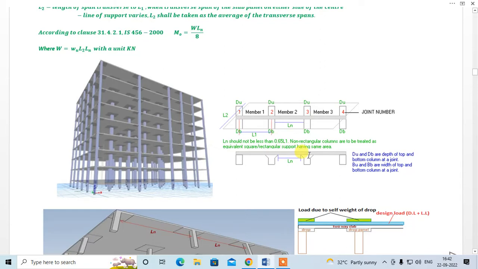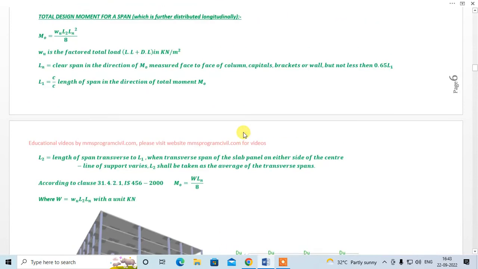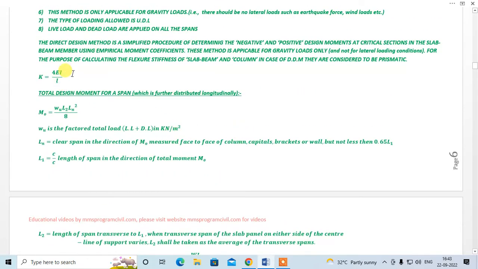But when you're using the direct design method, the code says that the moment of inertia due to the column head and drop can be neglected, and we can take the flat slab as a prismatic member and the column as a prismatic member, right? And we can use the formula for the stiffness, that is K is equal to 4EI by L, because we are considering the column and slab to be prismatic in shape, right?